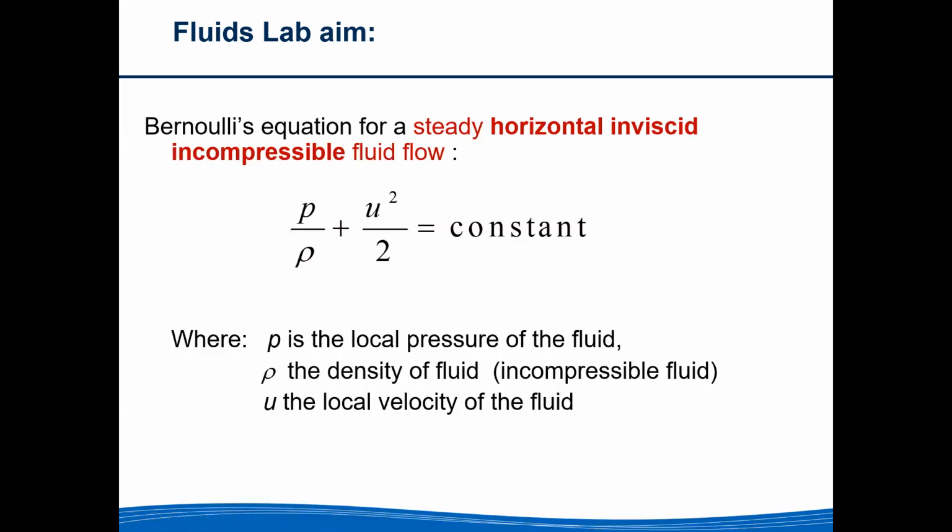The Bernoulli equation for a steady, horizontal, inviscid, incompressible fluid flow is the following. Pressure, the local pressure of the fluid, P, divided by the density of the fluid, here we speak about incompressible fluid, plus the local velocity of the fluid squared, divided by 2, is equal to a constant. This is the Bernoulli equation for a steady, horizontal, inviscid flow. Inviscid means it offers no resistance to flow. Important point, okay? Incompressible fluid flow.